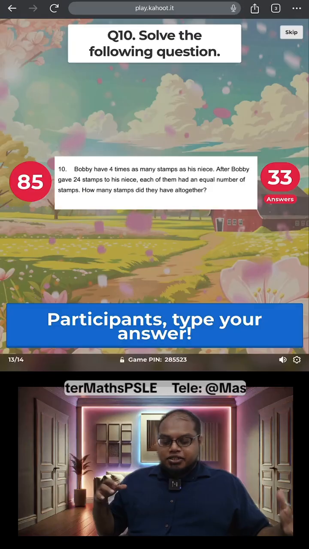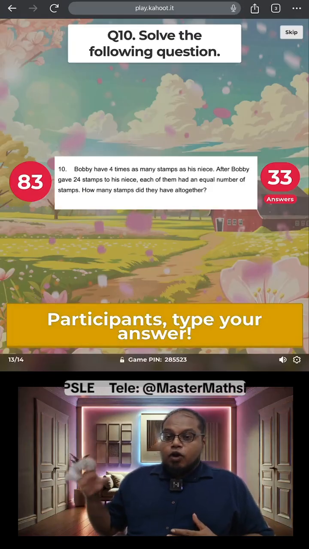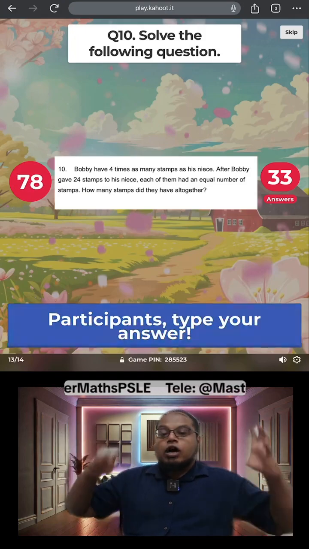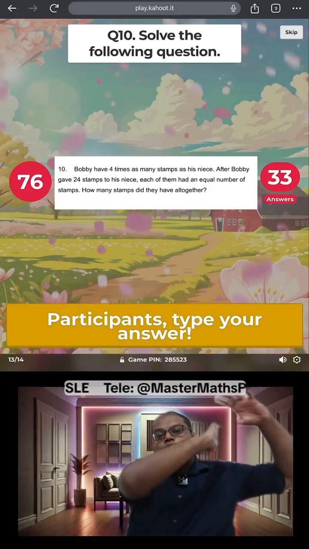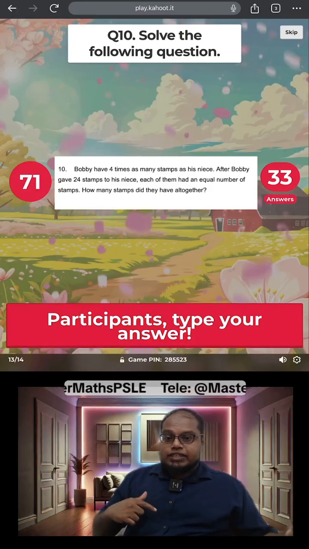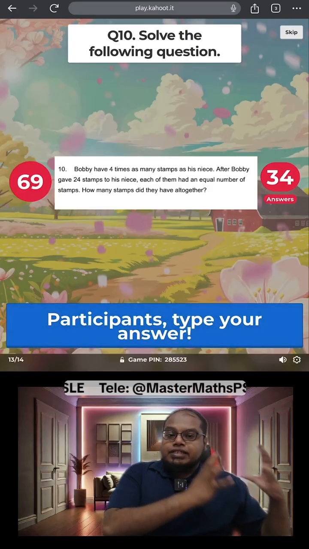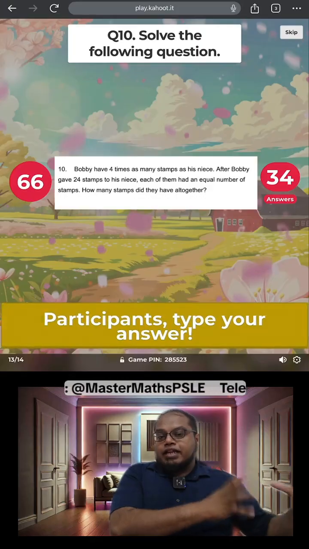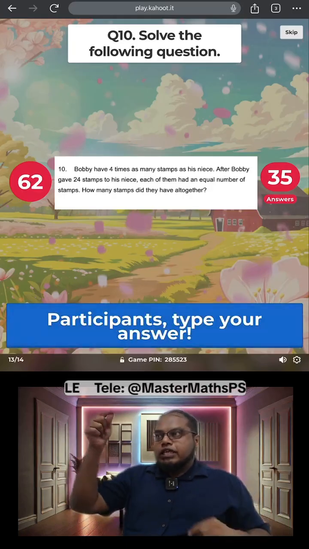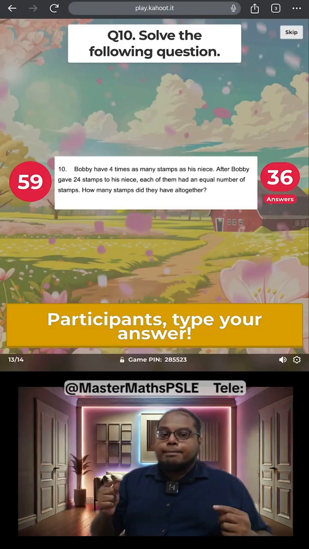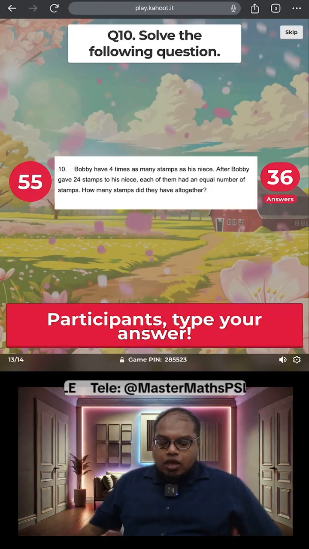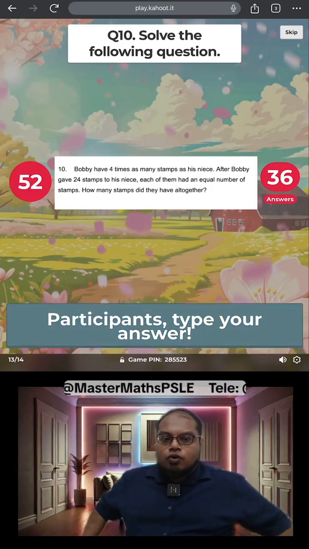Remember, the hint I gave you was, okay, Bobby got 4 times as many as his niece, right? So at first, Bobby got how many units? The niece got how many units? And then they'll have total units, right? Then in the end, Bobby is equal to his niece, but the total is supposed to remain the same. So when it's remaining the same, how do you split them up equally? Then you will see an equal increase and decrease between them. And the equal amount is supposed to be your units for 24.